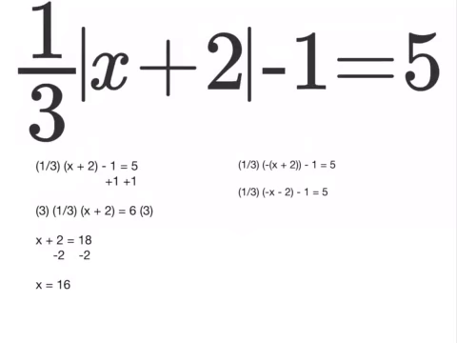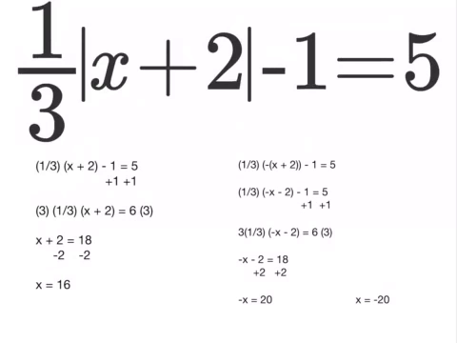All right, our first step is going to be adding 1 to both sides. 1/3 of negative x minus 2 equals 6. Multiply by 3, just like before. Negative x minus 2 is now 18. So I would add 2 to both sides. Negative x is 20, which means x equals negative 20.